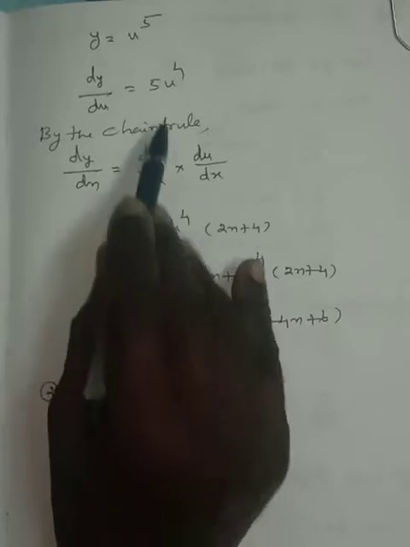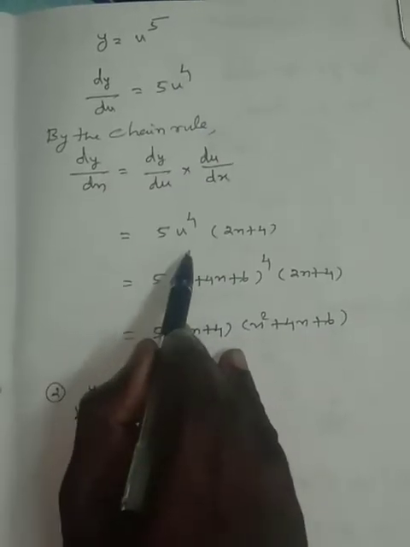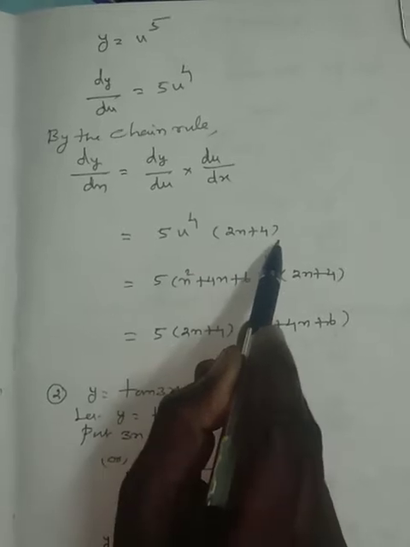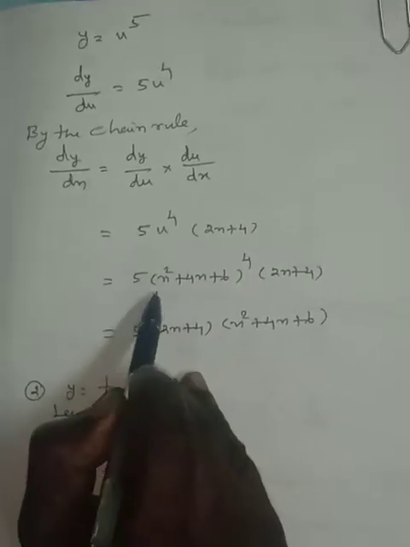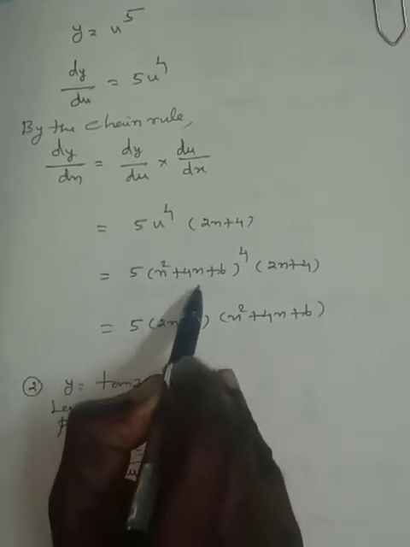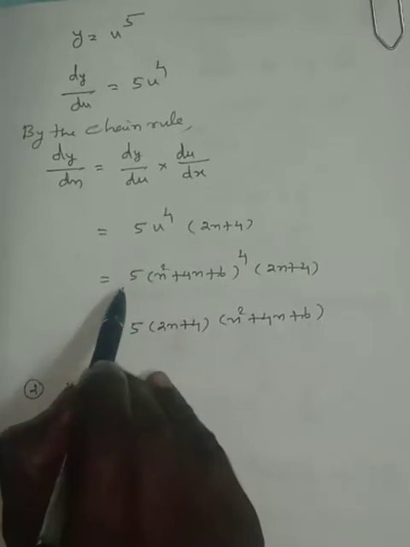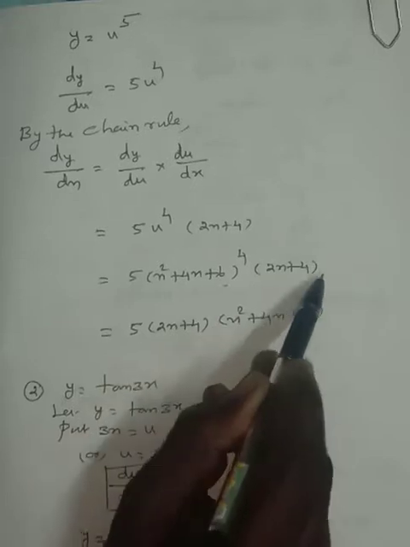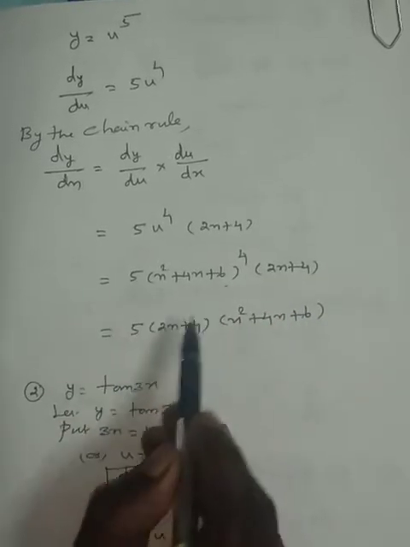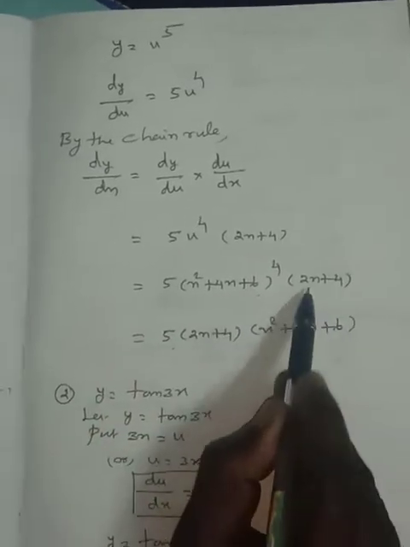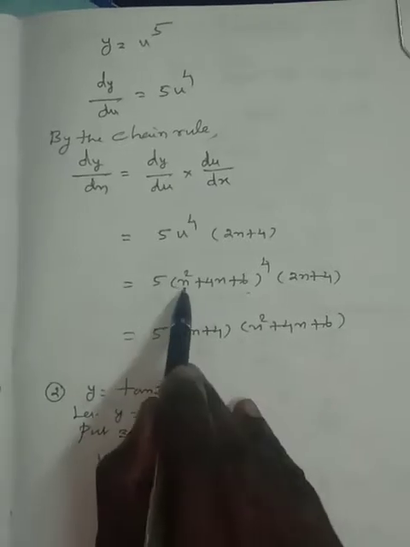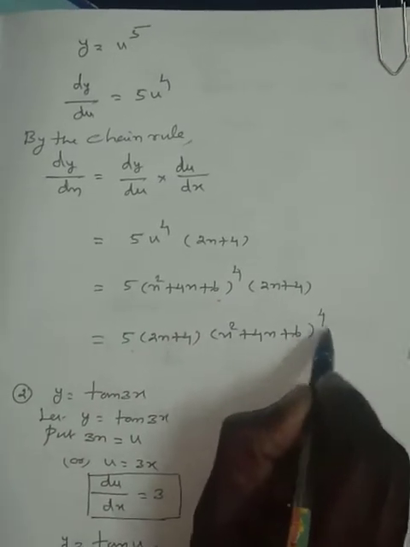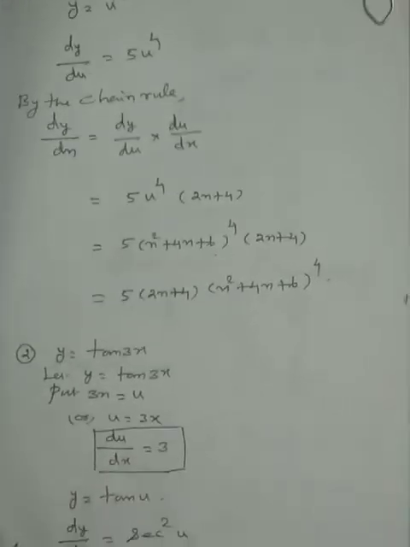dy by du is 5 u to the power of 4. du by dx is 2x plus 4. But u is x square plus 4x plus 6. So 5 into (x square plus 4x plus 6) whole to the power of 4 into (2x plus 4). This means 5 into (2x plus 4) into (x square plus 4x plus 6) whole to the power of 4 is the answer. Okay. Next, sum number 2.